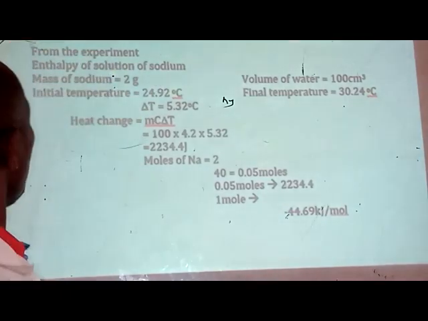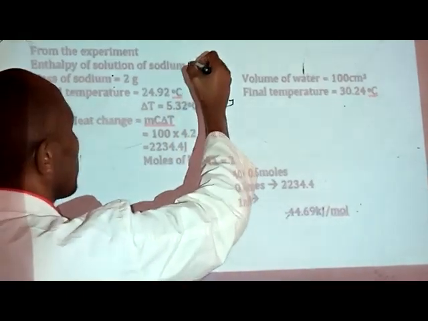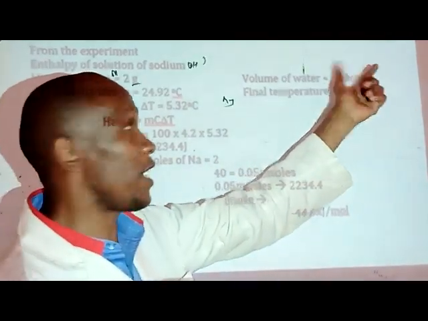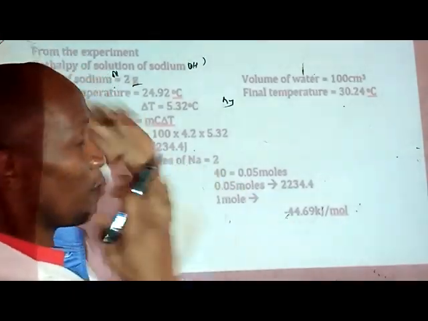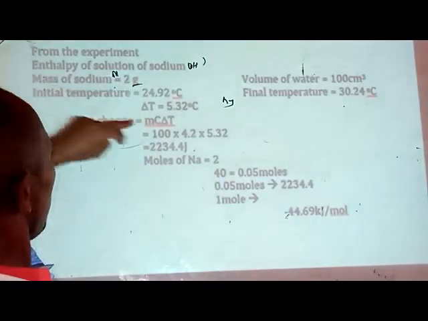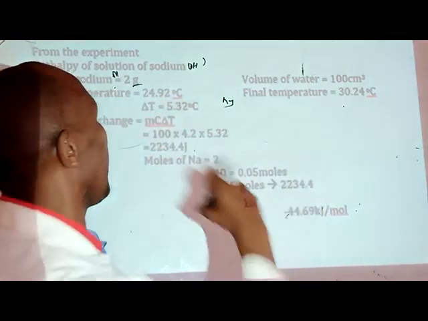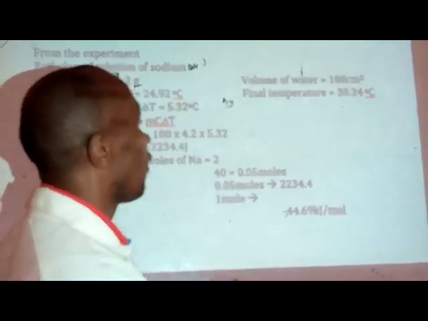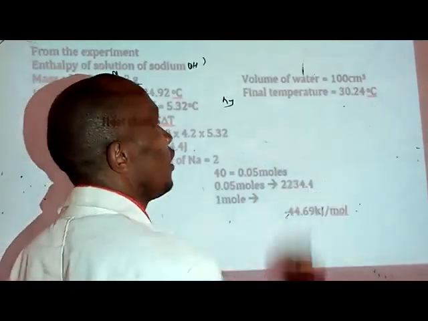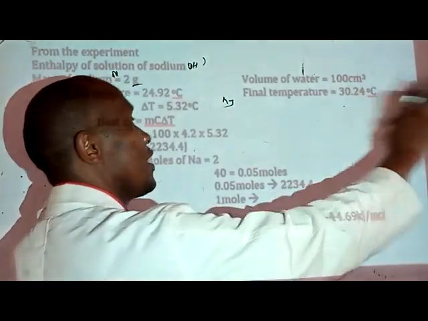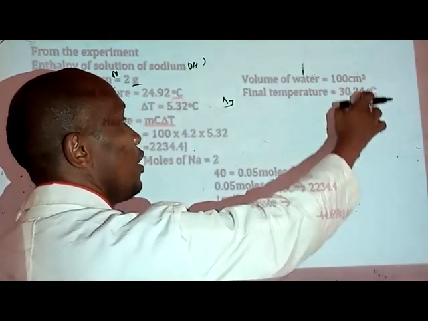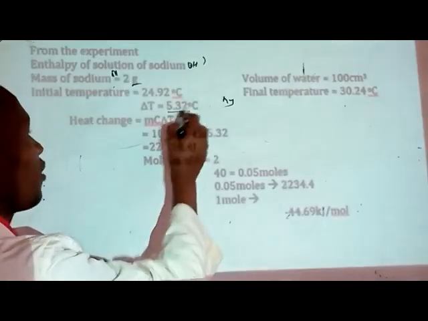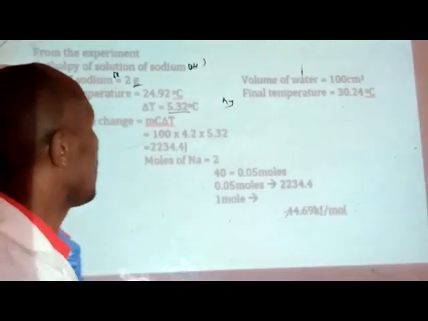So, enthalpy of solution of sodium hydroxide. Mass of sodium hydroxide is 2 grams. The volume of water is 100. I hope that's what you had. Now when I look at the graph, towards the end there's a summary. So the temperature goes from 24.9 to 30.24. Note that with the ordinary thermometer you can only get to 30.0 or 30.5. So I got that as my delta T.